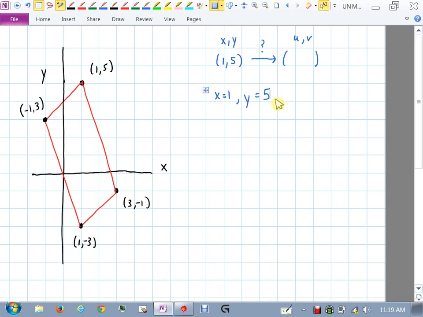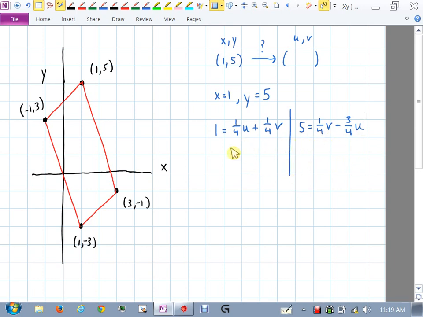I know that X was equal to 1/4 U plus 1/4 V, right? So I replace X with 1. 1 is 1/4 U plus 1/4 V. Everyone agree with that? And then the other thing I could use is the fact that Y is 5 would give me another equation that looks like this: 5 is equal to 1/4 V minus 3/4 U. Any questions on where I'm getting this information?